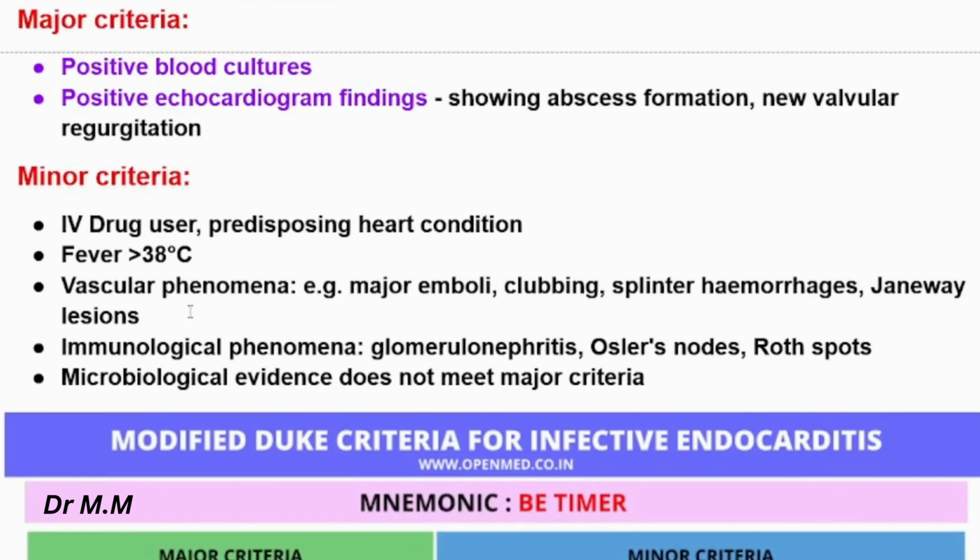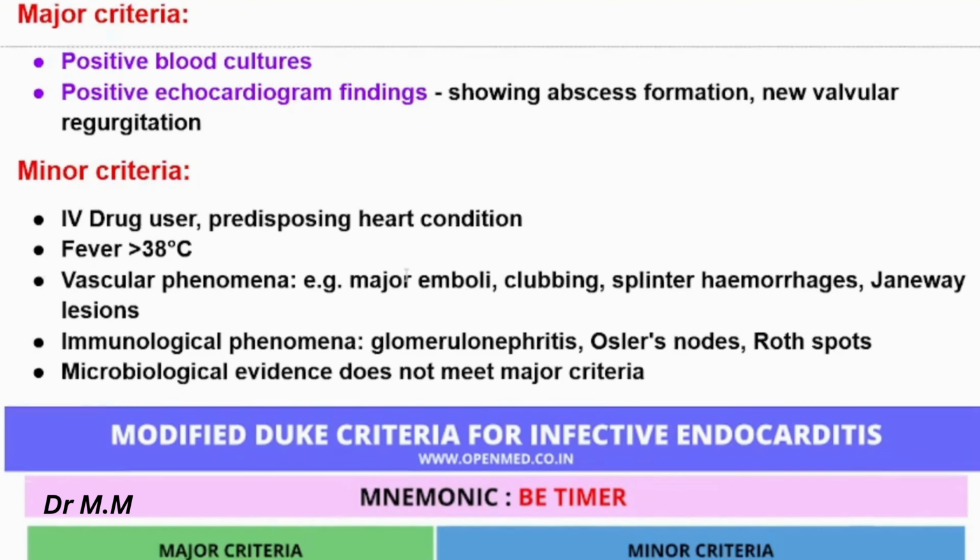And minor criteria: IV drug use or a predisposing heart condition, fever more than 38 degrees Celsius, vascular phenomena like major emboli, clubbing, splinter hemorrhages, and Janeway lesions, and immunological phenomena like glomerulonephritis, Osler nodes, and Roth spots. Microbiological evidence which does not meet major criteria is also considered a minor criterion.